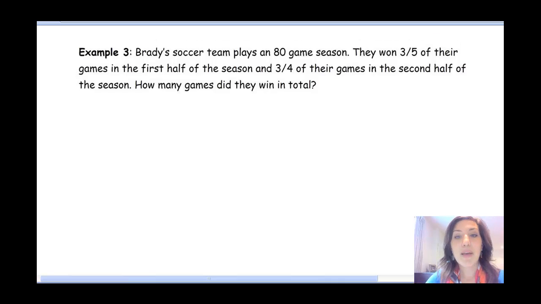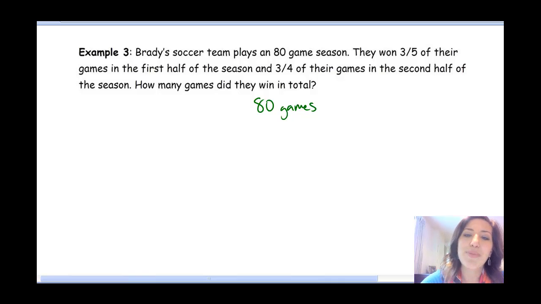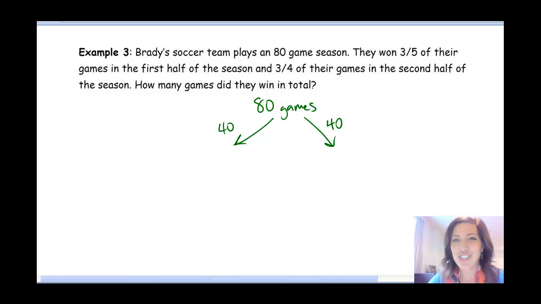And last example for today. Brady's soccer team plays an 80-game season. So they play 80 games. They won 3/5 of their games in the first half of the season and then 3/4 of their games in the second half of the season. How many games did they win in total? So if we divide this into season 1 and season 2, we can say 80 divided by 2 is 40. So they played 40 games each season. And in that first season, they won 3/5, and in the second season, they won 3/4. So that's going to be pretty good. They're going to win a lot of games, I think.